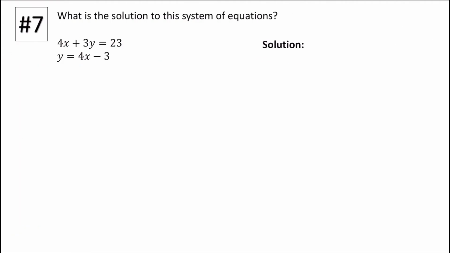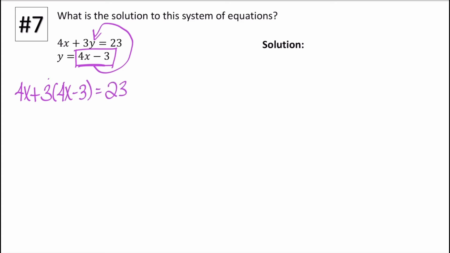So now let's find the solution to the system of equations. So once again, I have an equation that is solved for one of the variables. So I'm going to substitute this 4x minus 3 into the first equation for y. So that gives me 4x plus 3 times 4x minus 3 equals 23. So I'm going to start off by distributing this 3. So I have 4x plus 12x minus 9 equals 23.